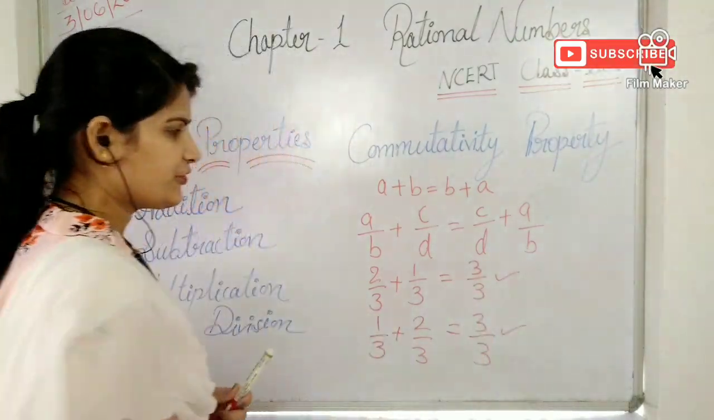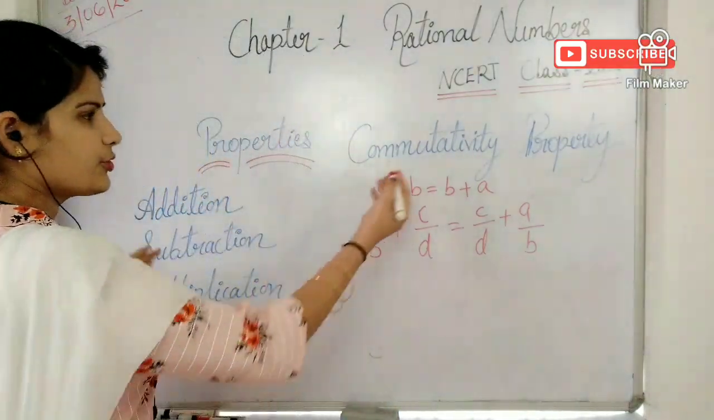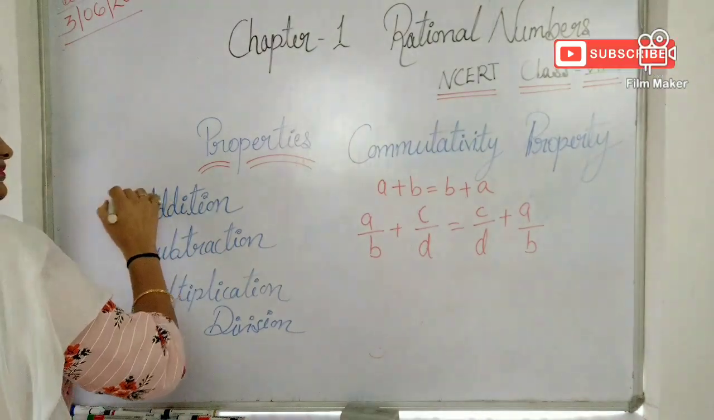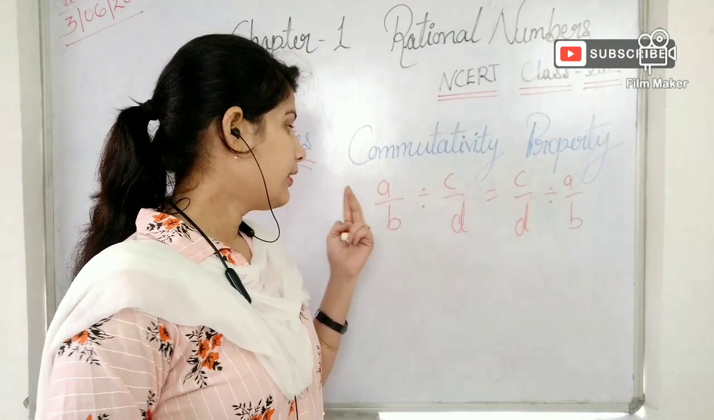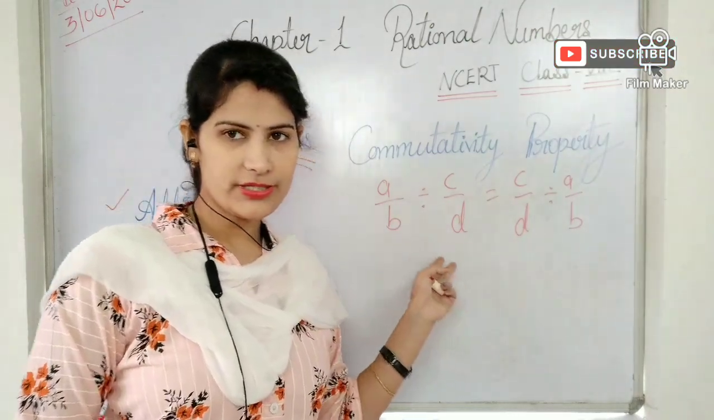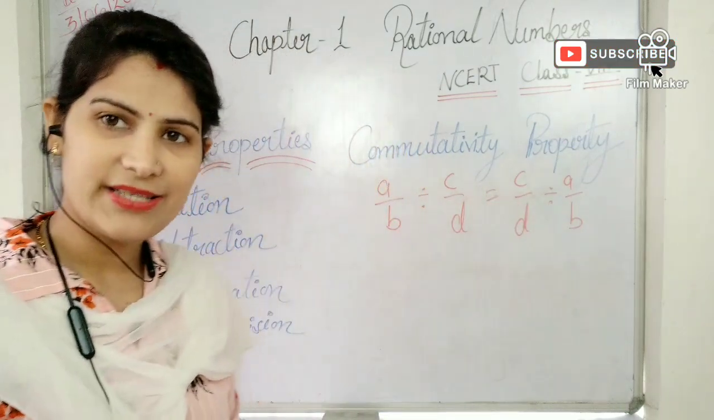3 upon 3, 3 upon 3. Yes. So commutative property under addition is yes. So let us check in division also. When we divide two rational numbers and change the order, is the answer the same or not?